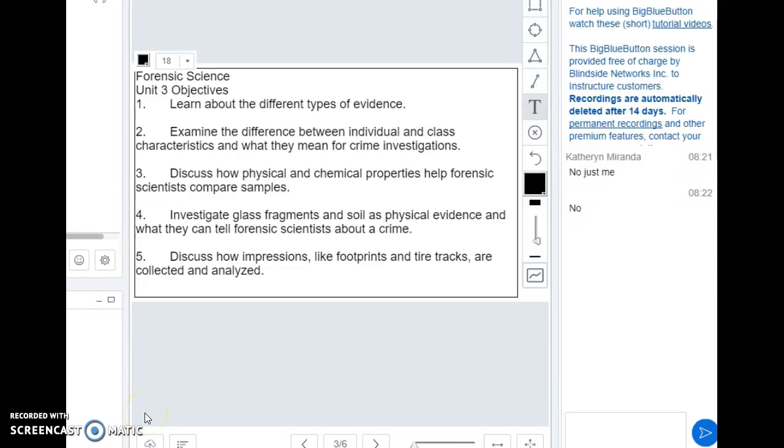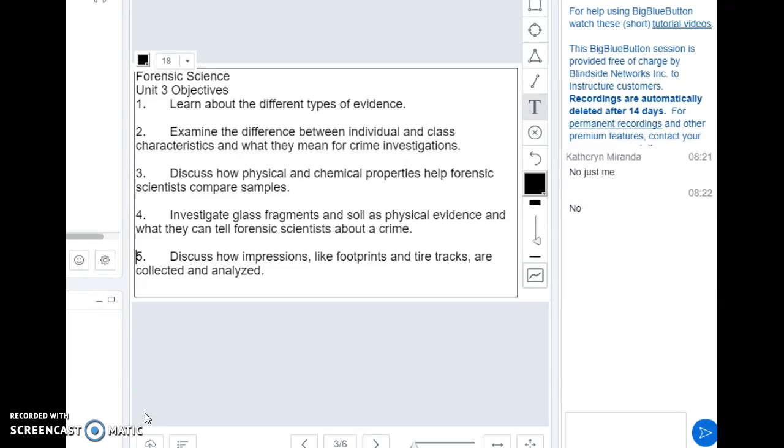Unit 3 objectives for forensic science. These are the items that you guys need to be able to do once you've gone through the lesson. So you should be able to do this on your own without looking at your notes, without having to go back and look at the lesson. You should be able to answer these things just off the top of your head. If you can do that, that means you thoroughly went through the lesson and that you were paying attention.